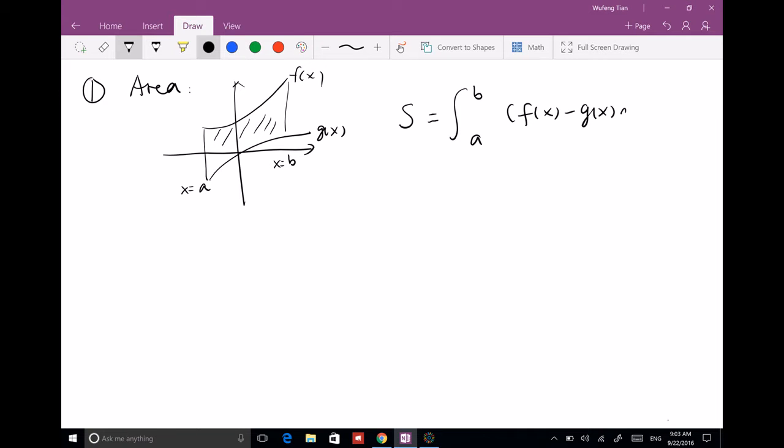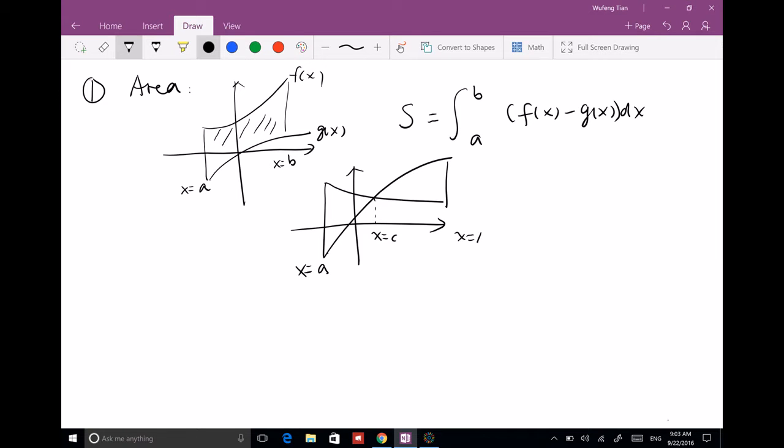Okay. Well, sometimes you may have two different things. You may have the area in two different parts. Sometimes you may have this and then this. And say this is x equals a, this one is x equals c, and x equals b. Sometimes you may have this. You have to find out this area and this area. Well, in this case, you need to do them separately. It's just a review of the whole chapter.